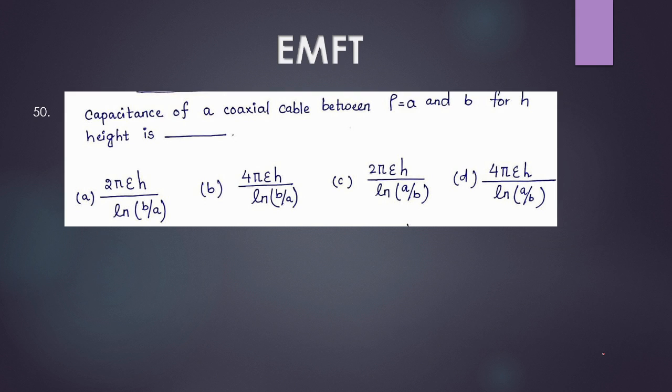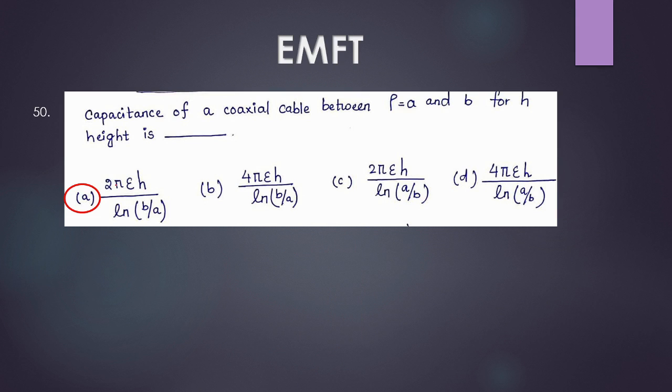Next and the last question, 50th question, the capacitance of a coaxial cable between rho is equal to a. Coaxial cable means a cylindrical cable like this. This is the coaxial cable, and rho is equal to a here, and for the larger cylinder rho is equal to b. So it is asking about the capacitance. Let's see what is the answer.